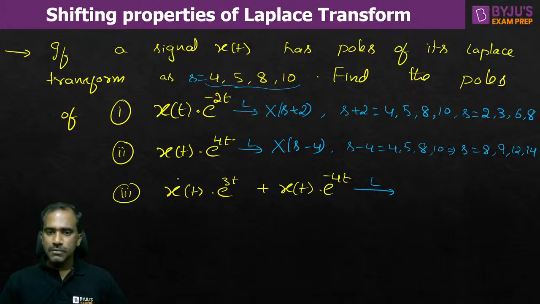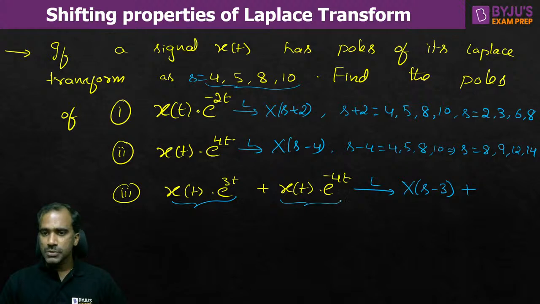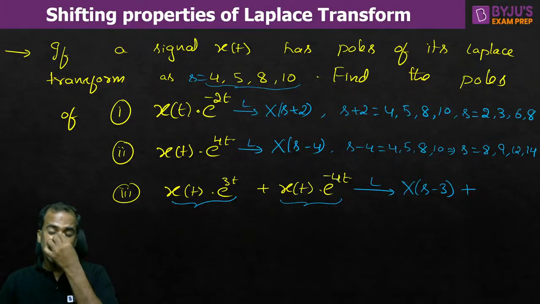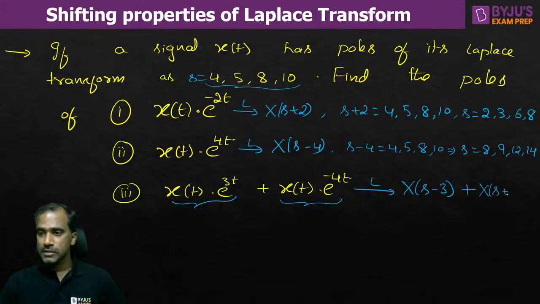First, find the Laplace transform. What is the Laplace transform of this one? X of t into e power 3t is x of s minus 3, plus the Laplace transform of this one. X of t Laplace transform is x of s. If you multiply with e power minus 4t, an exponential signal, what happens in the other domain? Shifting happens. It is x of s plus 4. Okay. Now, what are the poles for this one? Poles for this one are different. So for this one, the poles are s minus 3 is equal to 4, 5 and 8, 10.